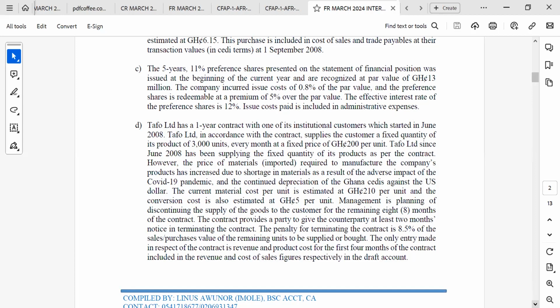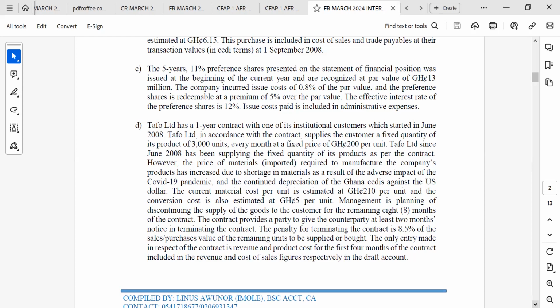However, the price of material imported required to manufacture the company's product has increased due to shortage in materials as a result of the adverse impact of the COVID-19 pandemic and the continued depreciation of the Ghana cedis against the US dollar. The current material cost per unit is estimated at 210 per unit, and the conversion cost is also estimated as 5% per unit. Management is planning of discontinuing the supply of goods to the customer for the remaining 8 months of the contract.